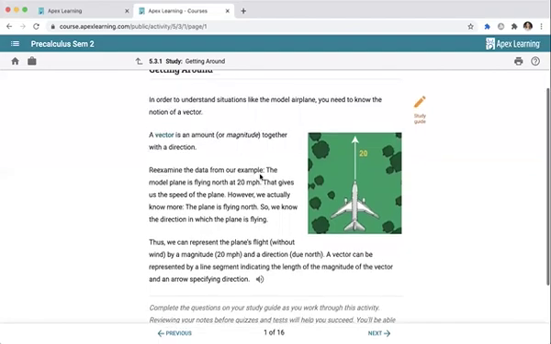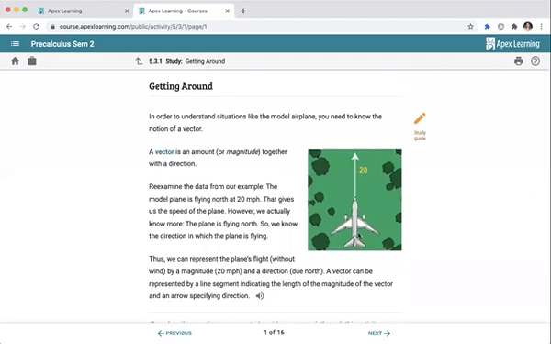So again, this first example said it was flying north at 20 miles per hour. Hopefully you know, never eat slimy worms or whatever: north, east, south, west. We know the plane is flying north and we know it's going at 20 miles per hour. Since we know the magnitude and the direction, we can represent this with a vector.